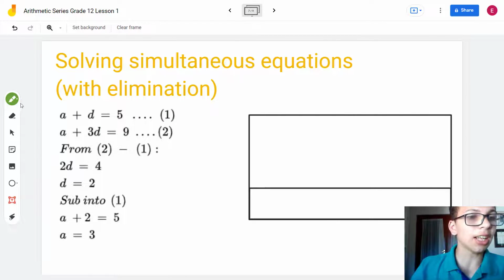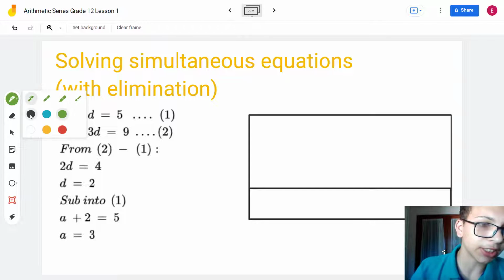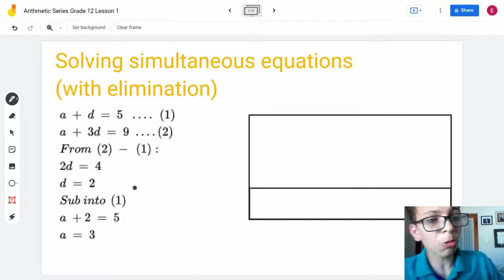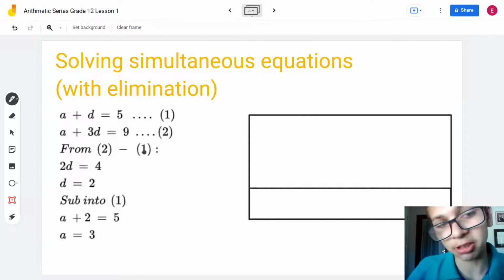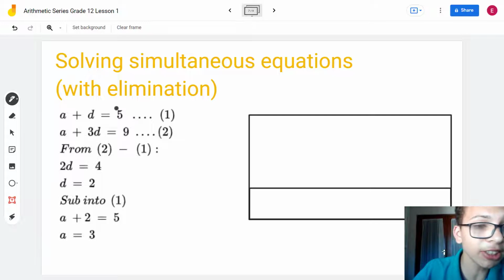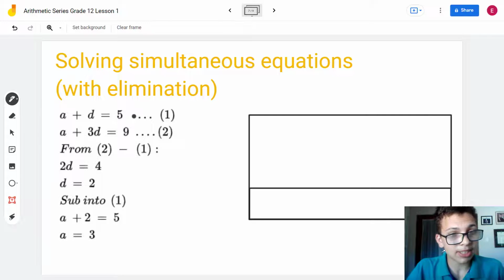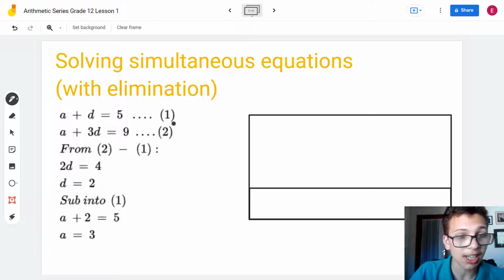Now, another class of questions that you can get with arithmetic sequences is where you have to solve a simultaneous equation. I'm just going to do a quick recap on how to solve simultaneous equations, and we're going to use elimination, because that is probably the quickest method in an exam. So if we have a plus d equals 5 and a plus 3d equals 9, we have the two equations, label them 1 and 2.